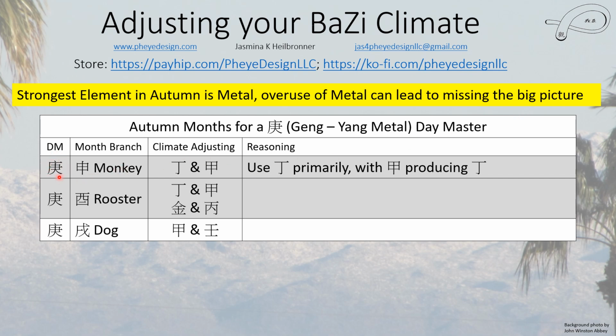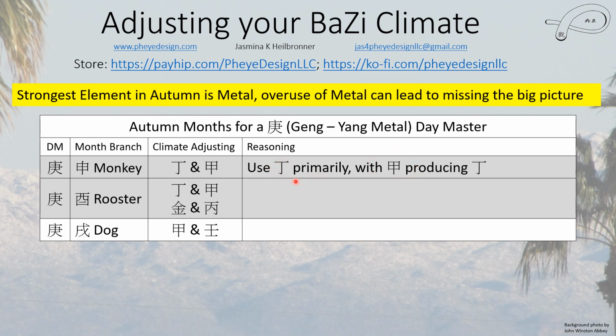So a Gung Metal Day Master born in the month of the monkey may or may not need a climate adjustment. As I said, the author of this text that I'm translating for you says the monkey and rooster don't need it. Neither does the tiger or the rabbit, but he does show climate adjustments, so take it for what it's worth. But I guess if you're having problems, this is what you need to do. So they need to have ding and also jia.